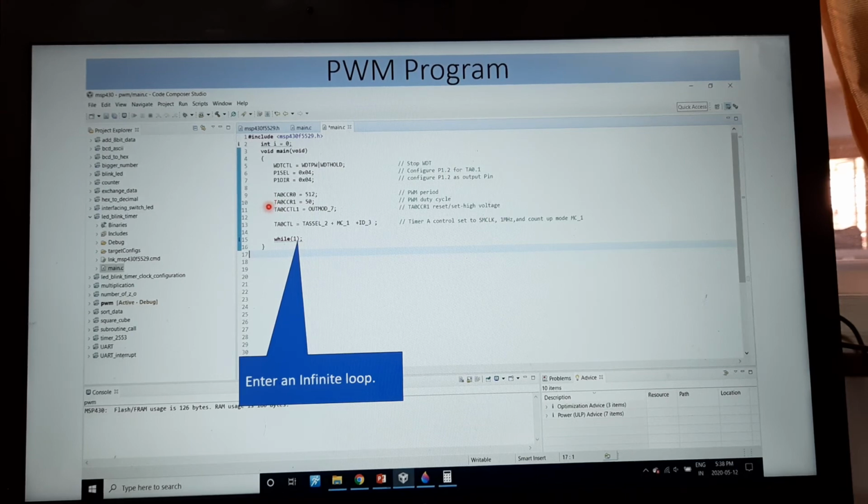First it matches with the value in TA0CCR1, so the PWM pin makes a transition from high to low, and whenever it matches with TA0CCR0, the PWM pin goes to high. So that's why it's called reset/set.